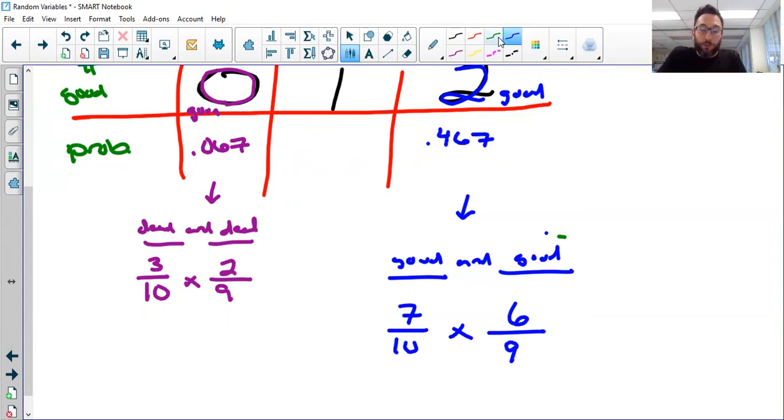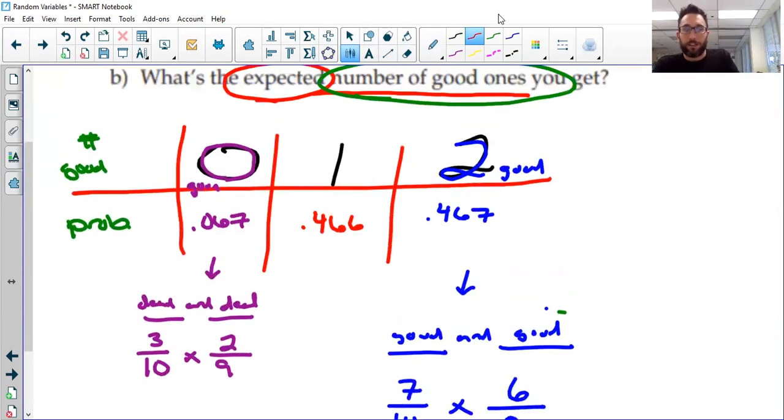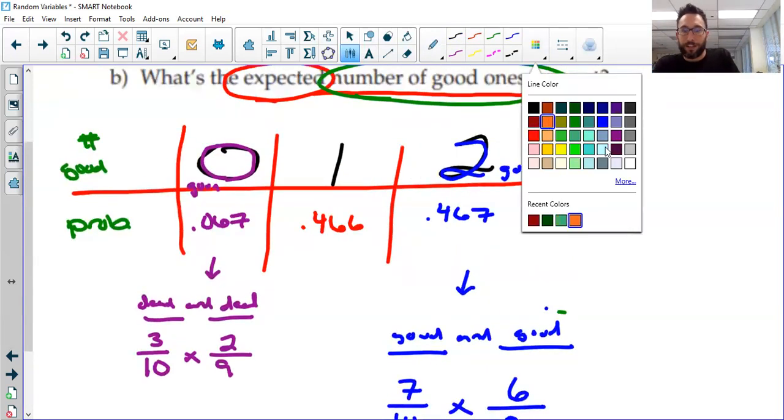Now, the reason I said I would do those 2 first is to then find the middle number. I would just subtract 0.067 and 0.467 from 1 and get that number. So now I know this middle value is 0.466. And again, from there to get the expected number of good ones, I think we're good with that. But I guess since this is the last problem, I'll write it down.